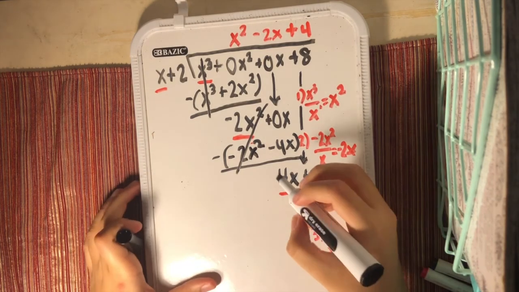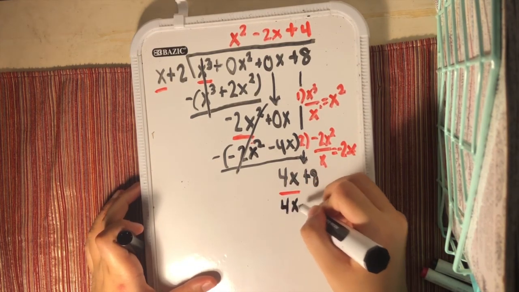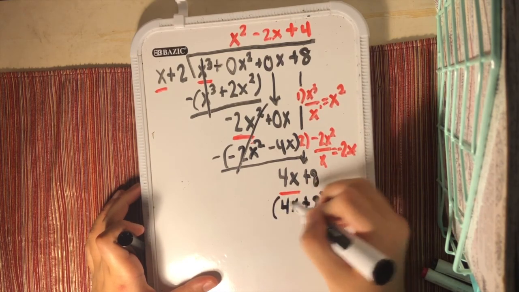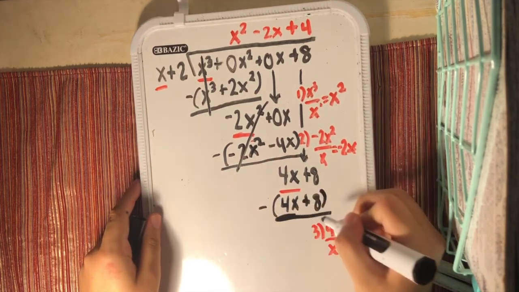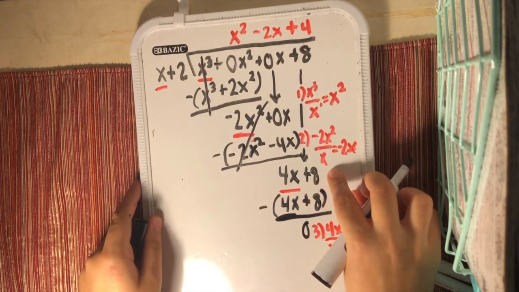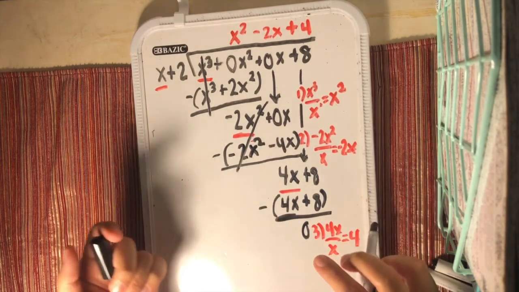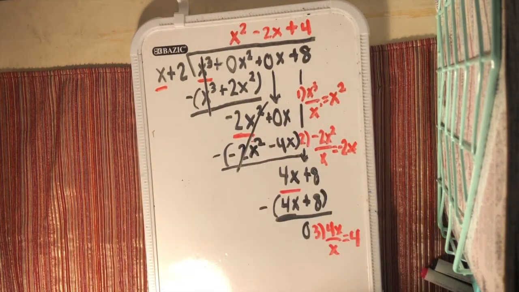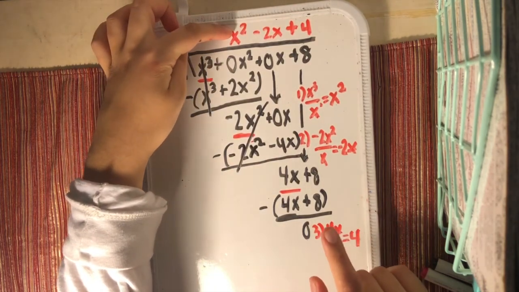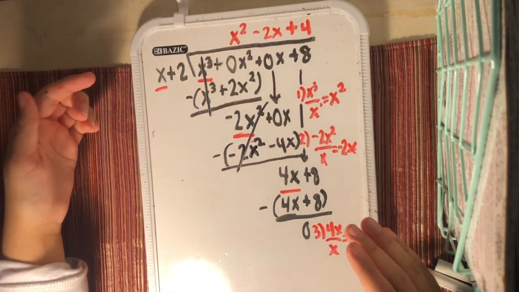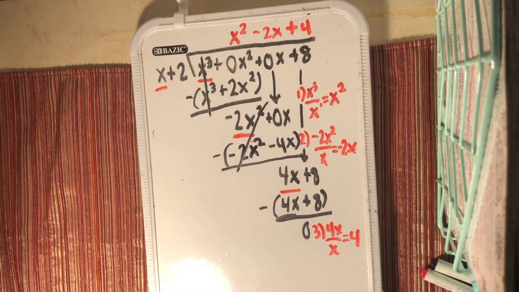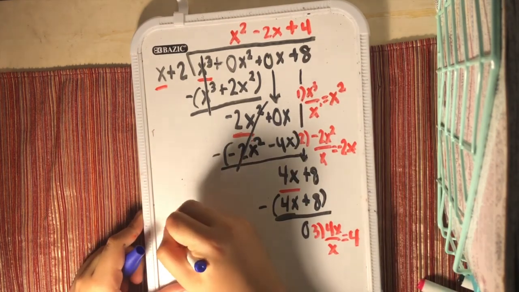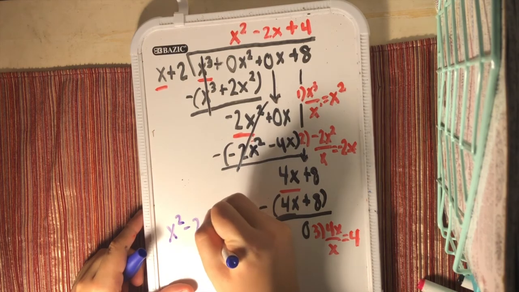4 times x is 4x, and 4 times 2 is 8. So now over here, I'm getting the exact same up here and up here, and this is going to cancel out this 0, right? Because 4x plus 8 minus 4x plus 8 is obviously going to be 0. And what this means is that I have no remainder. So this perfectly divides, right? If I was going to multiply this to this, I would get this, and I don't have a remainder at all. So my answer now is going to be x squared minus 2x plus 4.